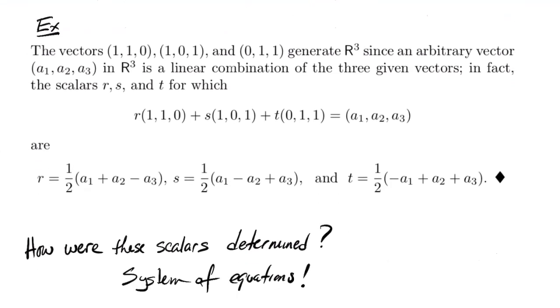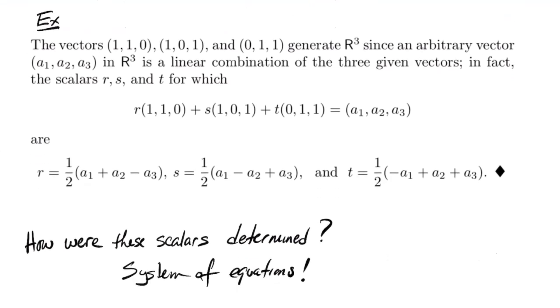Here's an example out of the book. The author is giving three vectors again, but they're (1, 1, 0), (1, 0, 1), and (0, 1, 1). He's saying they span, they generate R3 as well. In order to prove that, you'd have to show that an arbitrary vector A1, A2, A3 is some linear combination of them. So you'd be looking for scalars, he's calling them R, S, and T, so that R times the first vector plus S times the second plus T times the third is your arbitrary vector.